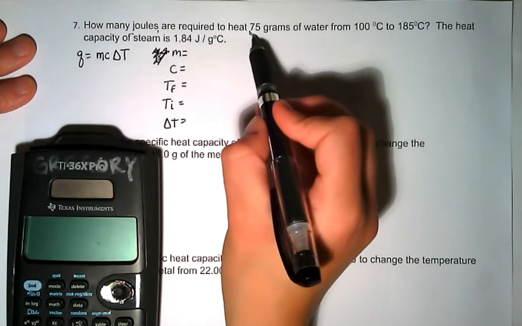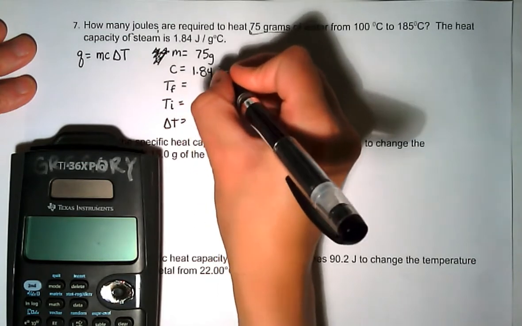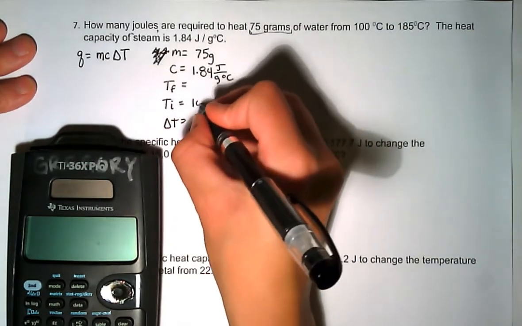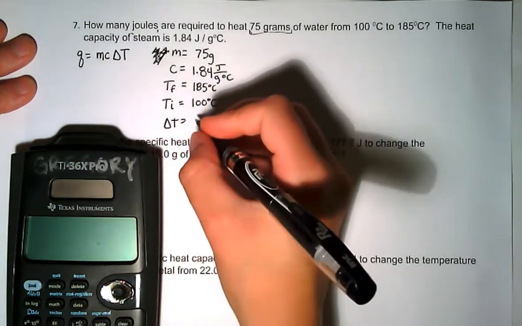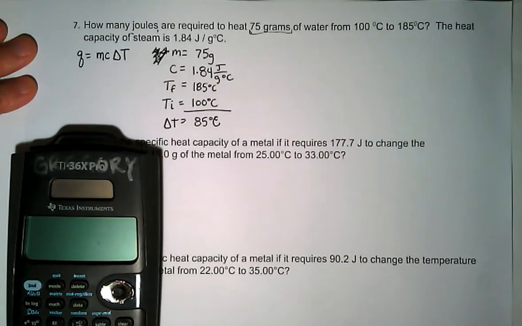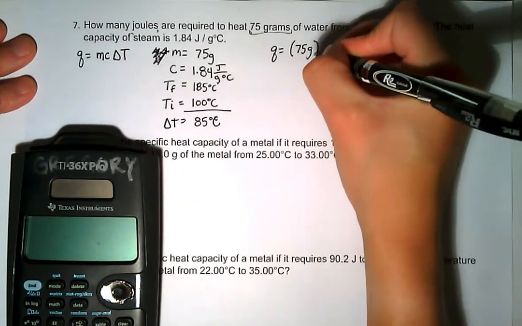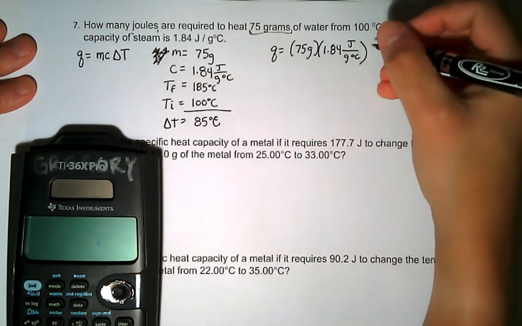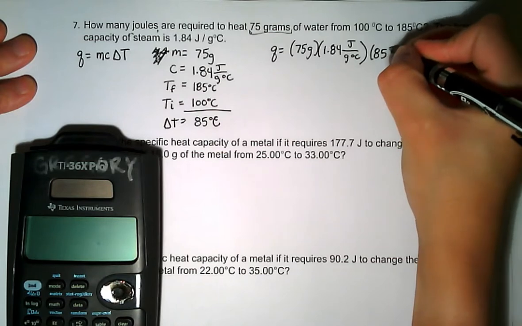So our mass is 75 grams. Our C is 1.84 joules per gram degree Celsius. Our T final, we're going from 100, so that's our initial, to 185, so that's our final temperature. So 185 minus 100, that's 85 degrees Celsius for our delta T. So now we just need to substitute into our equation: Q equals 75 grams times 1.84 joules per gram degree Celsius times delta T, which is 85 degrees Celsius.